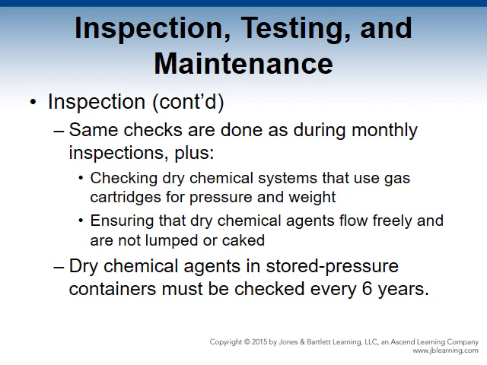If there is an indication of replacement, modification, or relocation during the visual inspection, the system must be redesigned to meet the new conditions. During semi-annual inspections, the same visual inspection should be performed as during monthly inspections, with some additions. Dry chemical systems that use cartridges must also be checked for proper pressure and weight. Inspection of dry chemicals also ensures that the agent remains in the proper physical state, i.e. powder, to flow freely. Lumped or caked dry chemical agent should be replaced immediately.